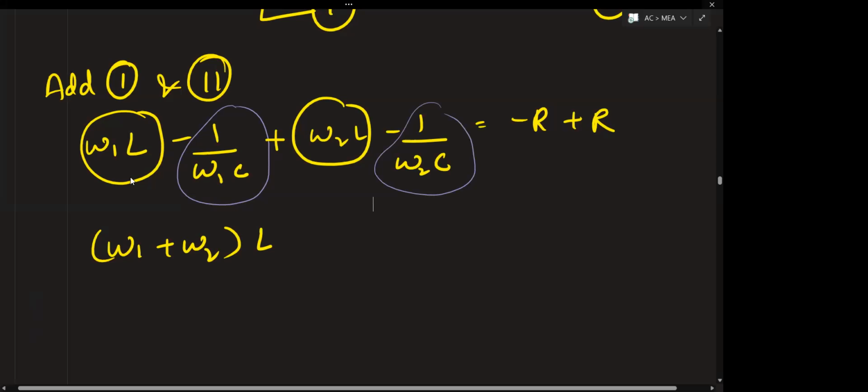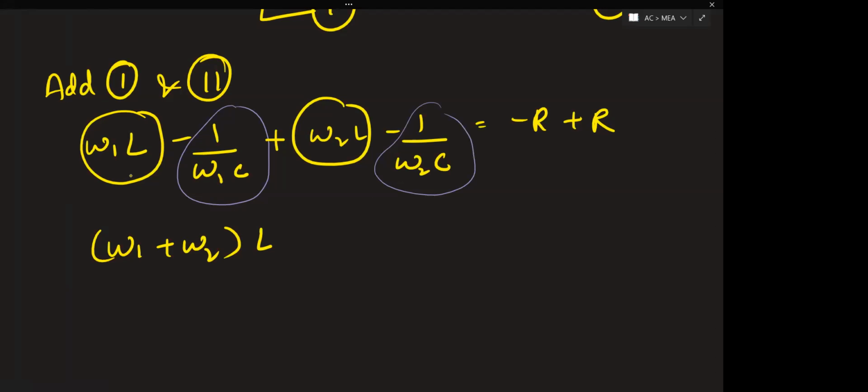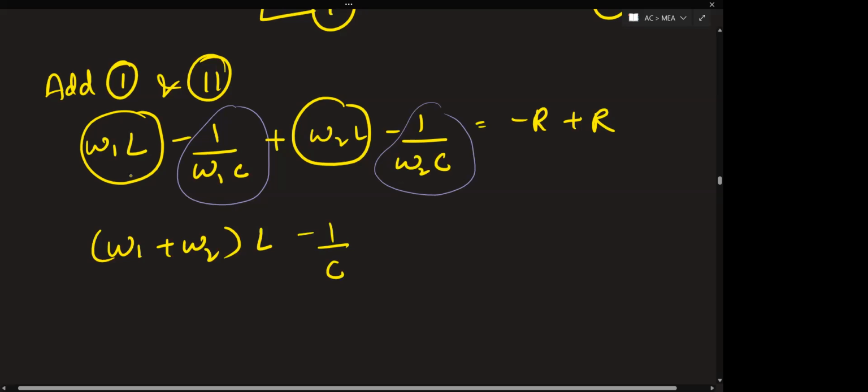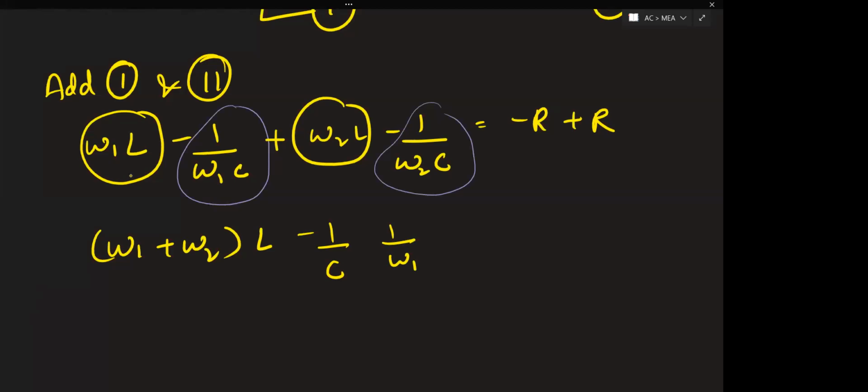Wherever you're not able to understand, just stop me then and there. So minus 1 by C, this is 1 by omega 1 minus 1 by omega 2, because minus 1 by C I have taken common. If I take minus common, this will also become plus. And minus R plus R cancels, this is equal to 0.